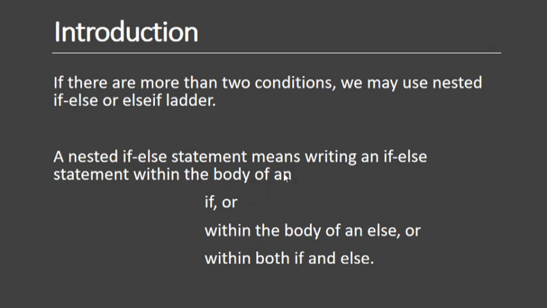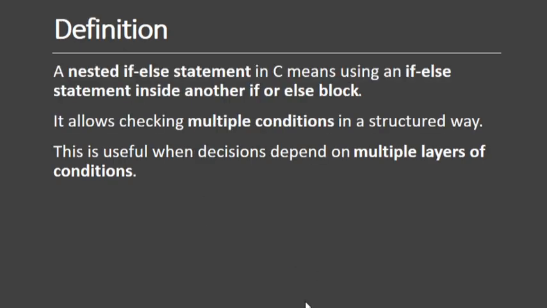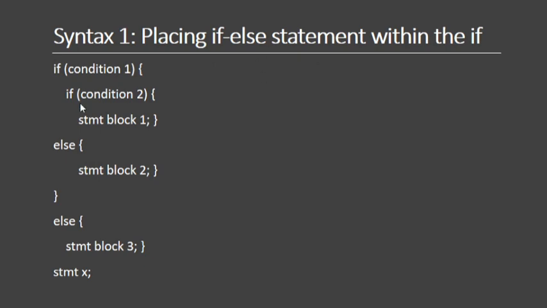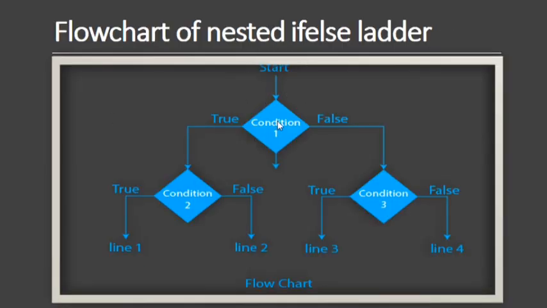A nested if else statement means writing an if else statement within the body of if, within the body of else, or both. First we'll see within the body of if. I wrote an if else statement within the body of if. If condition one is true, then condition two is checked. If they're true, the statements in the block will be executed. If condition one is false, it goes to condition three. If it is true, the true body; if it is false, the false body. True means going to the left side, false means going to the right side.